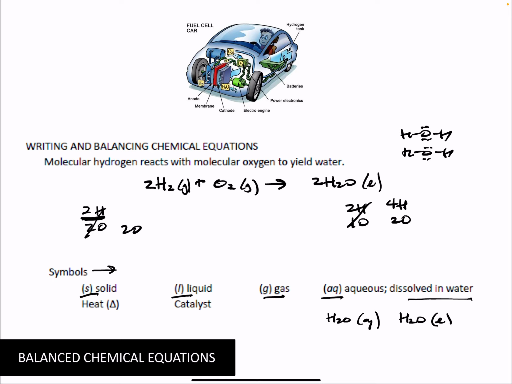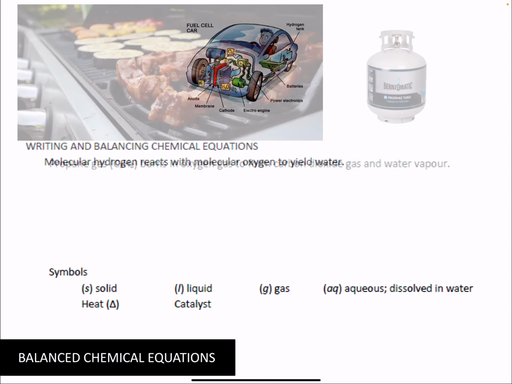Water can be a liquid or a gas, but for example, sodium chloride, if it's dissolved in water, would be aqueous. Heat is shown as a triangle. If I wanted to heat up a reaction, I can draw a little triangle on here to say I'm adding heat to that system, and I can put catalysts in there. So let's say I put a palladium catalyst or something. We'll talk more about these.